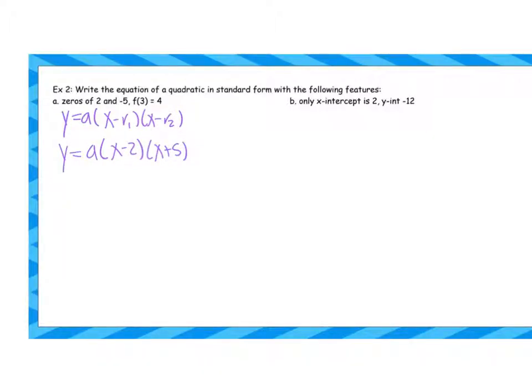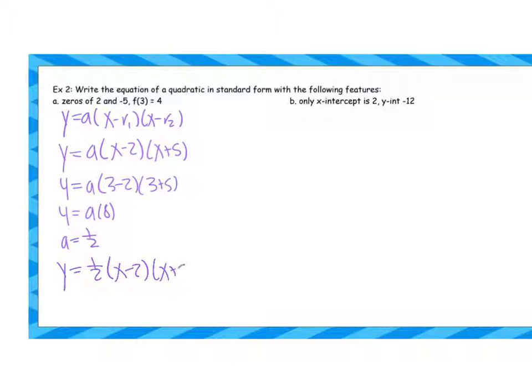So in order to determine what the a value is, I need to take the x and the y and plug them in and solve for a. So I would get 4 equals a times (3 minus 2) times (3 plus 5). And then 1 times 8 would just be 8. So a would be 1/2. So when I plug that in, this gives me my answer in root form.